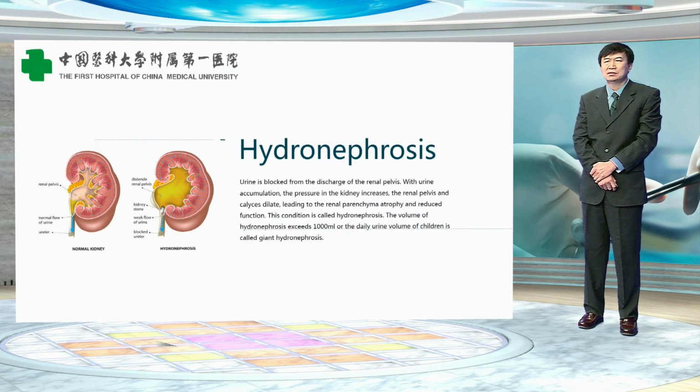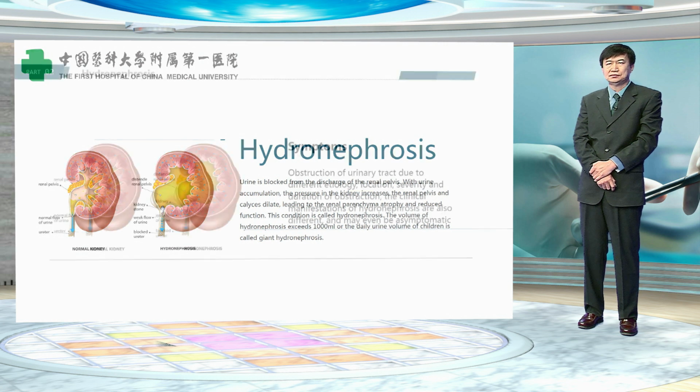When urine is blocked from discharge from the renal pelvis, the pressure in the kidney increases with urine accumulation, and the renal pelvis and the calyx dilate, leading to renal parenchyma atrophy and reduced function. This condition is called hydronephrosis. If the volume of hydronephrosis exceeds 1,000 milliliters, or the daily urine volume in children, it is called giant hydronephrosis.